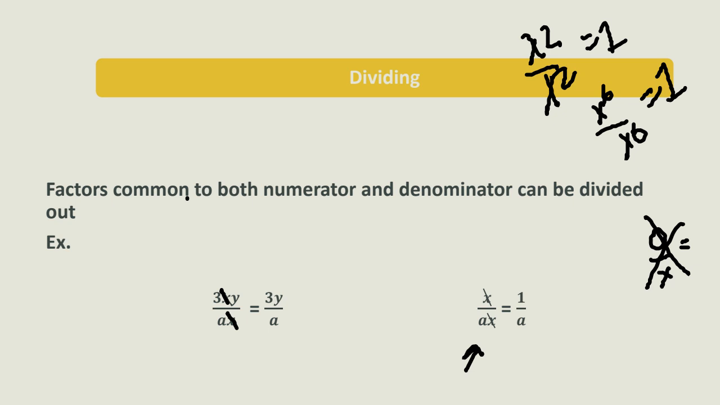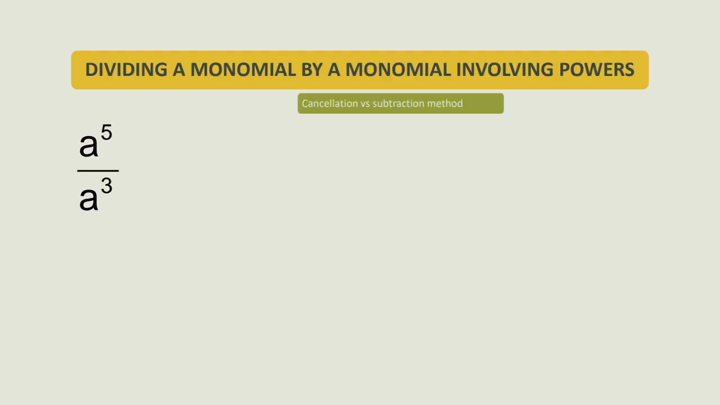Yeah, so we're going to cancel. So we're going to sort of solidify this rule a little bit further along here. So now, specifically, we're just looking at dividing a monomial, so the single term, by a monomial involving powers. So this just means a variable, the same letter, divided by the same thing.